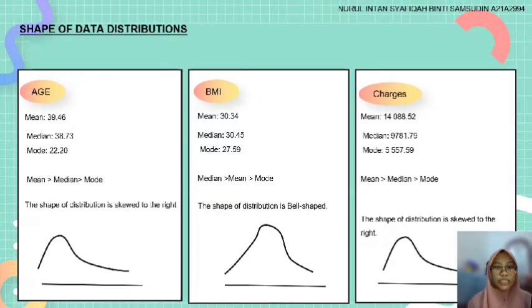Next, shape of data distribution. For age, the shape of the distribution is skewed to the right. For BMI, the shape of the distribution is bell shaped, and last, for the charges, the shape is skewed to the right.